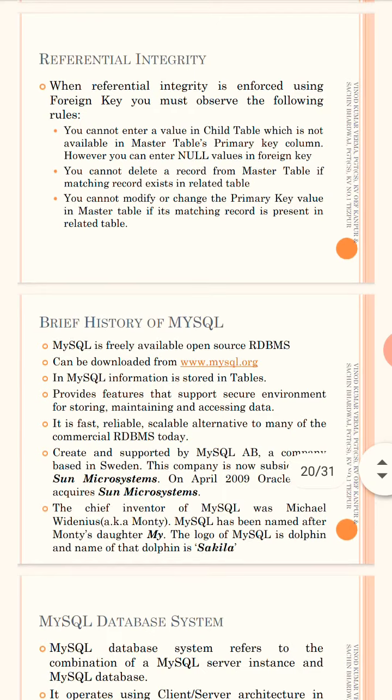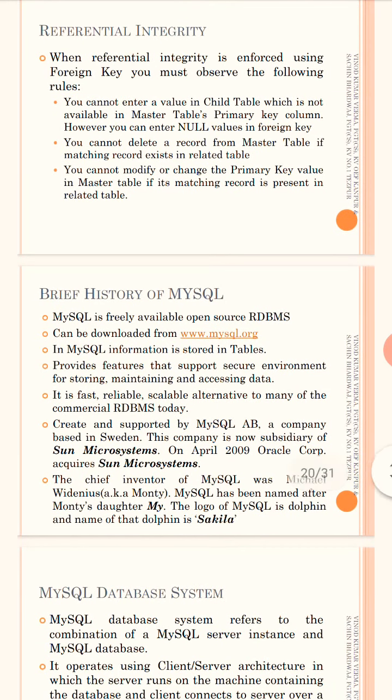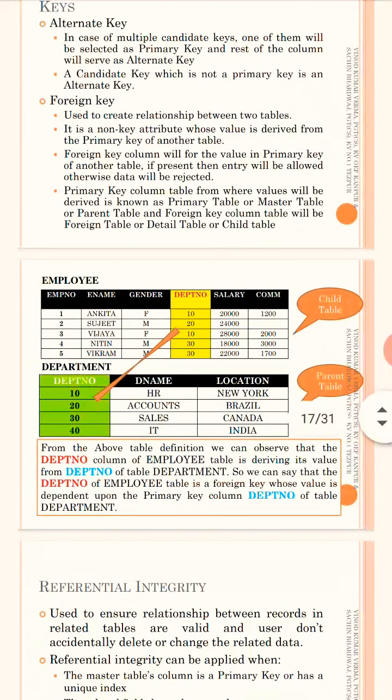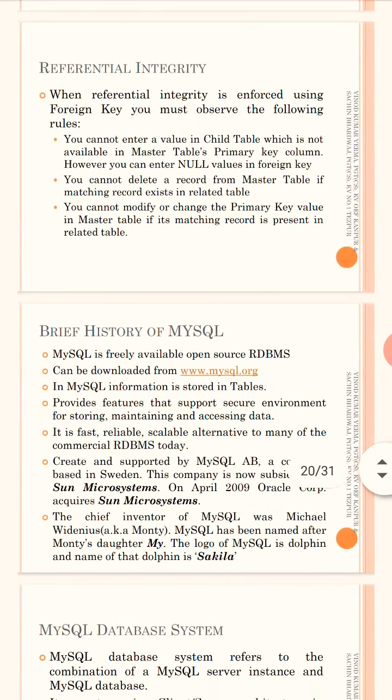And we cannot modify or change the primary key values in the master table if there is a matching record present in the related table. That means if we want to change department number 20 to 80, we cannot change it because it is being referred to in the related table. This is all about referential integrity.